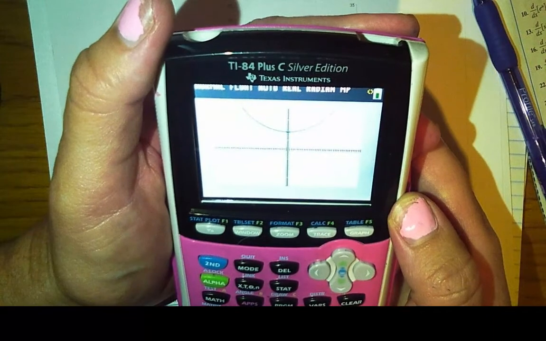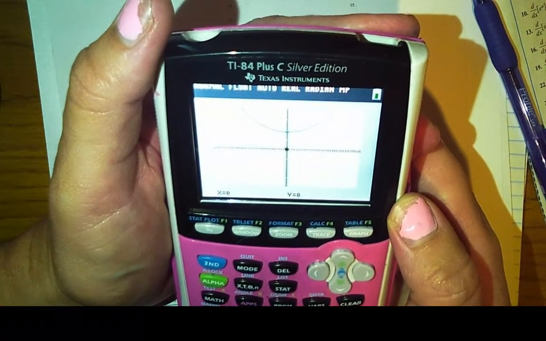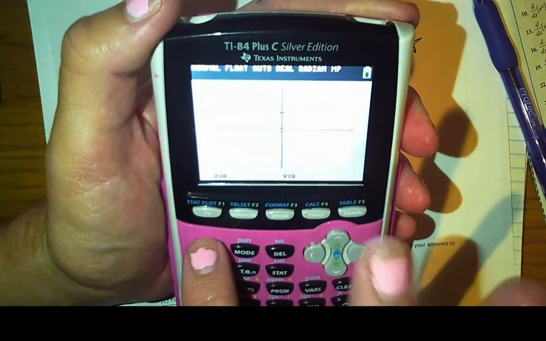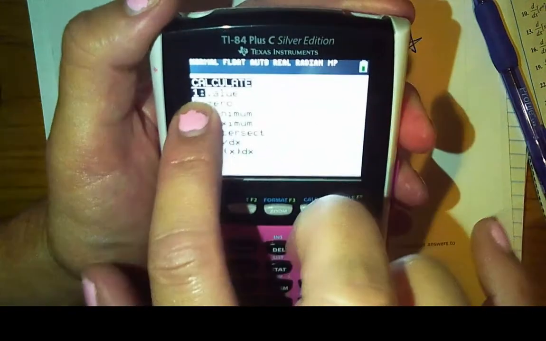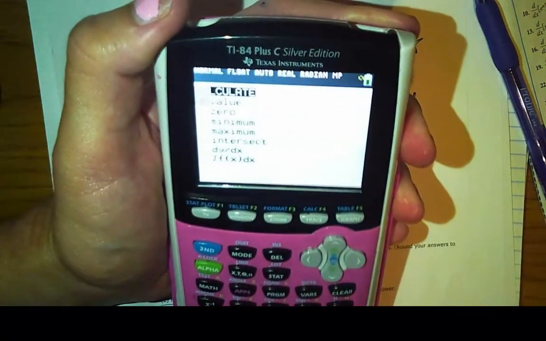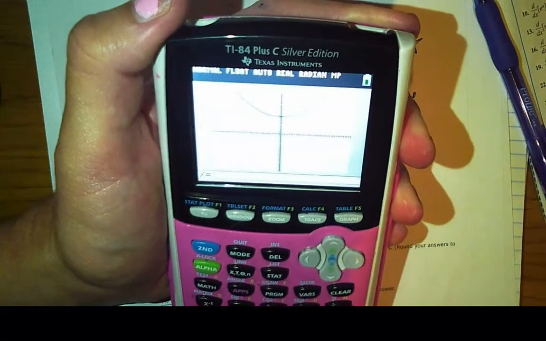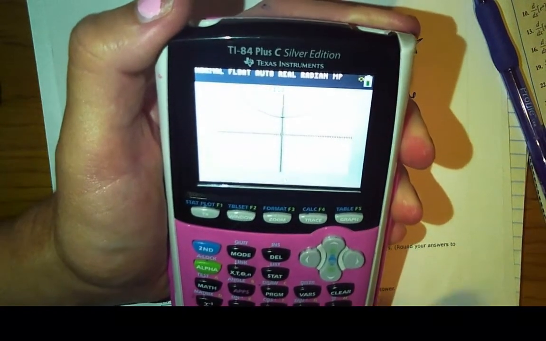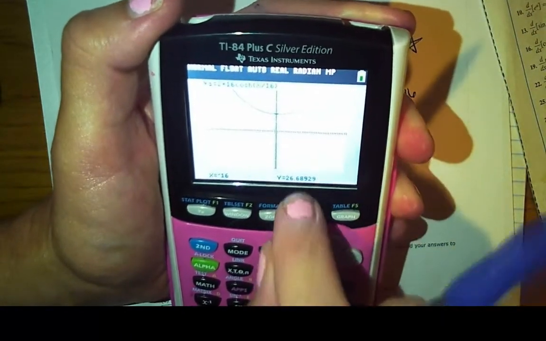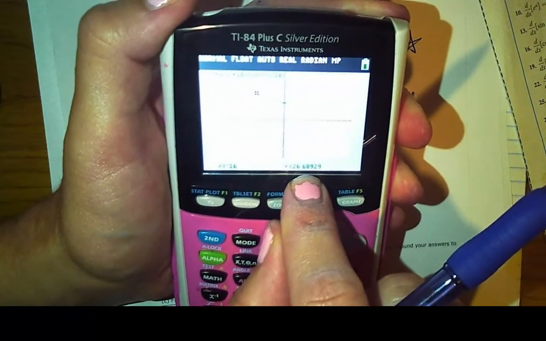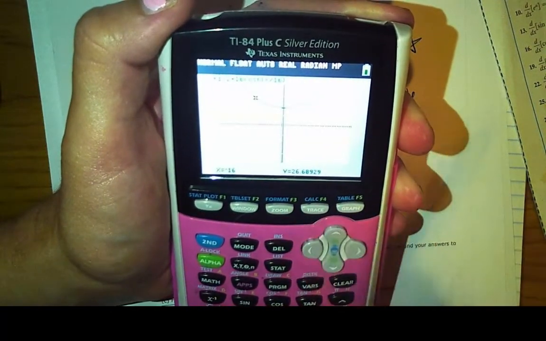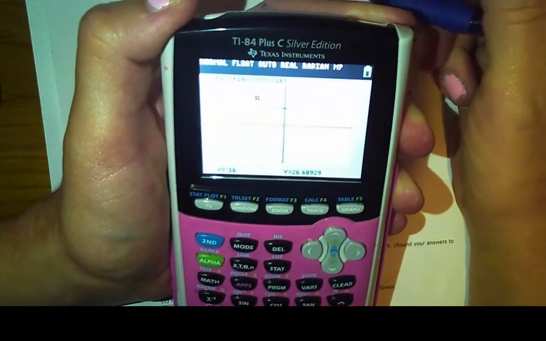Okay, so if I want to know the value of these things, what I can do is hit second calc, and I want to know the value. So choose 1, and then, what's your value at -16? So if x is -16, what height do you get? All I did was second calc and option 1. So I get a height of 26.689.